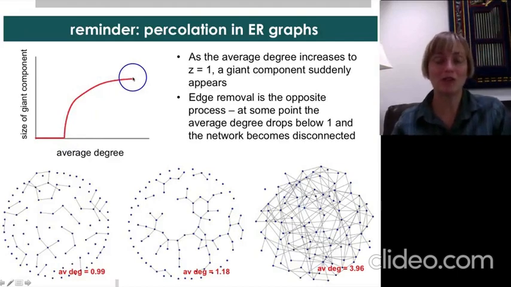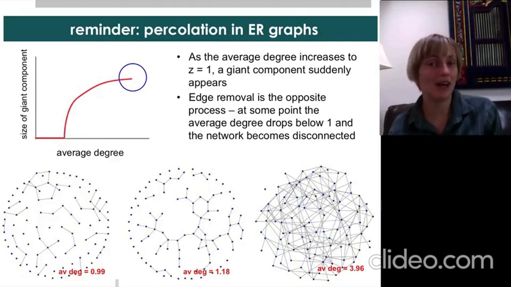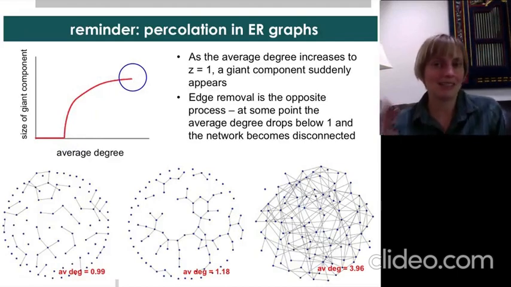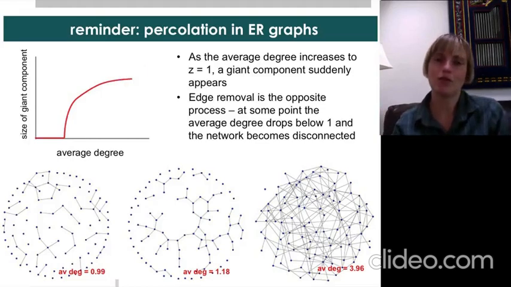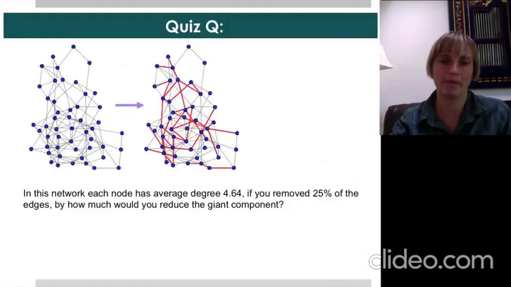So now we're just doing the reverse, which is we're starting out with the network at some stage, at some density, and then we're removing the edges and we're seeing the effect. At what point does the network break up?